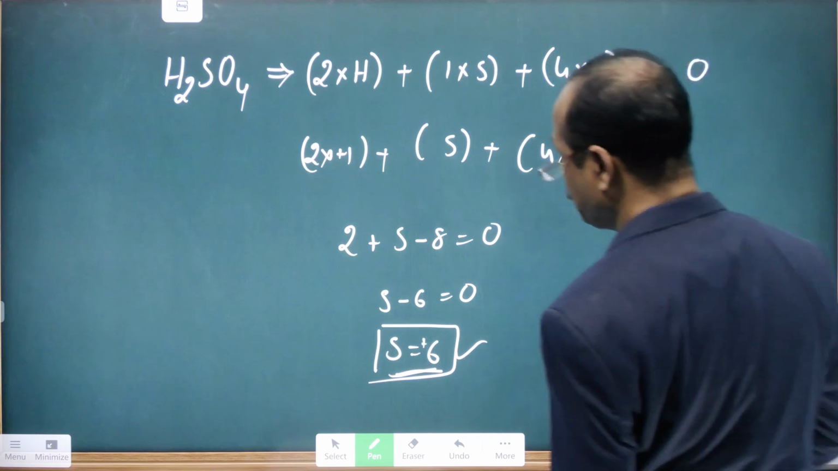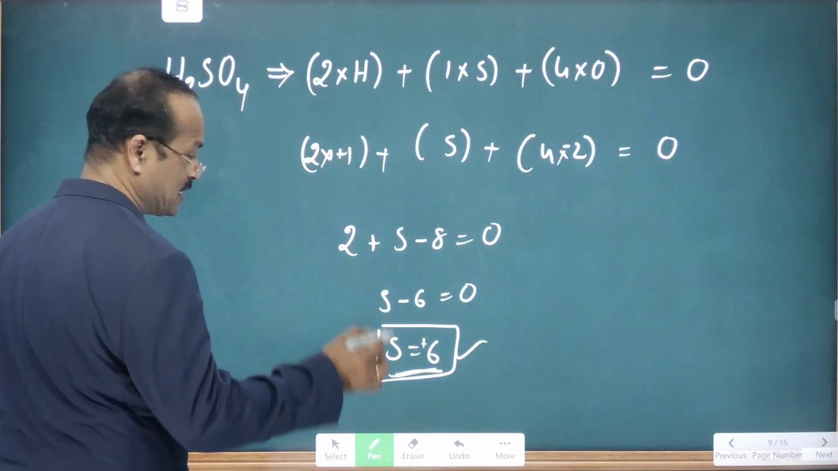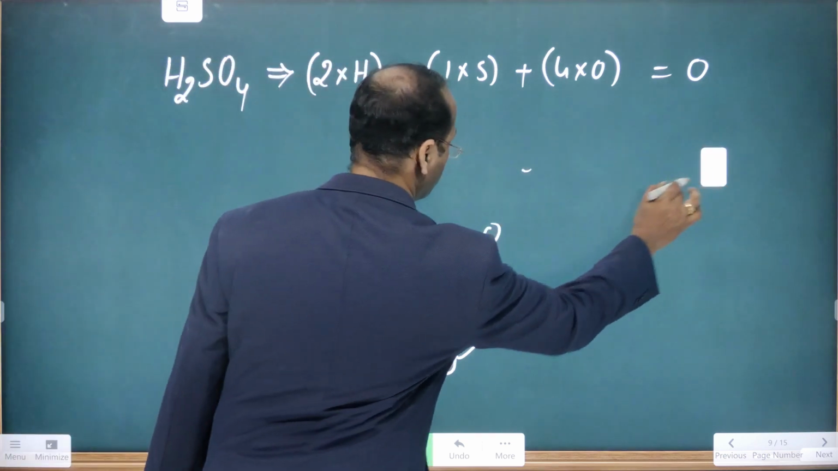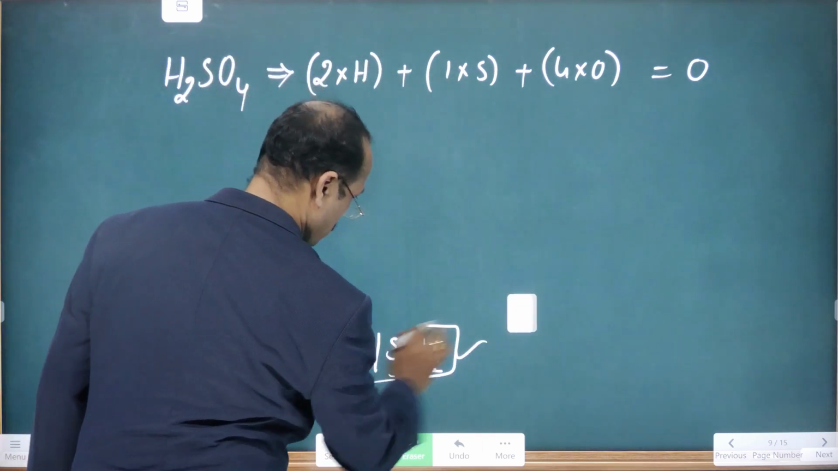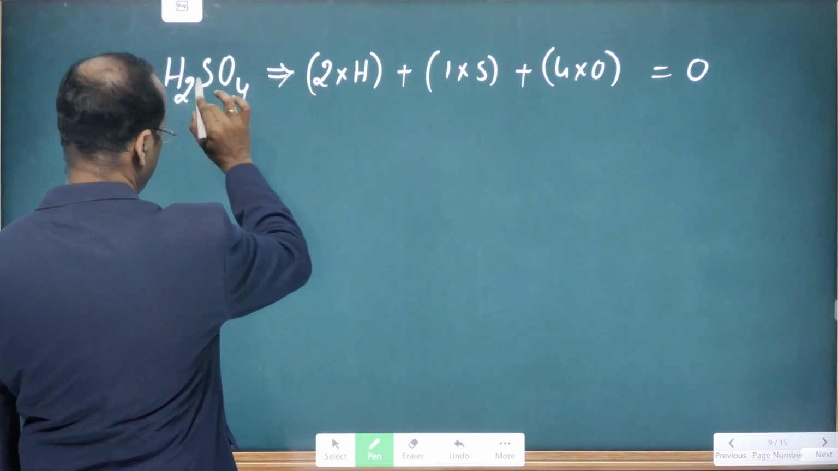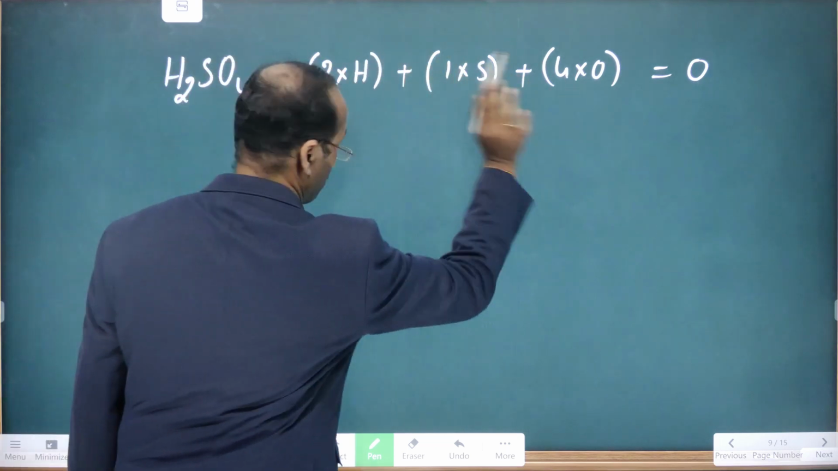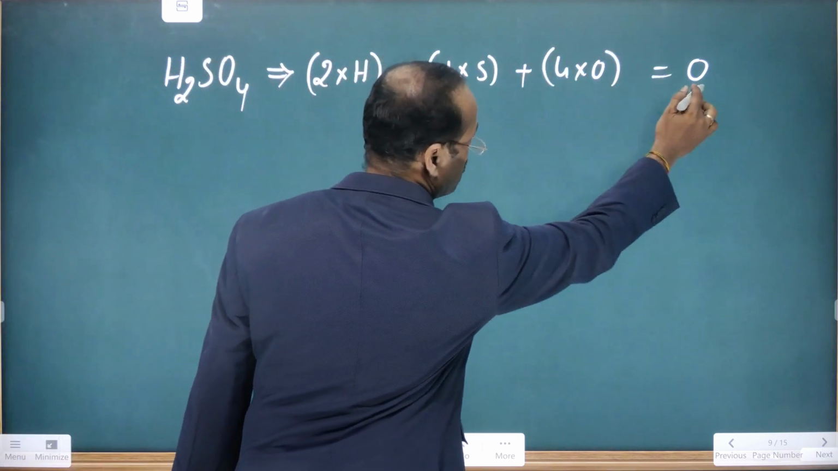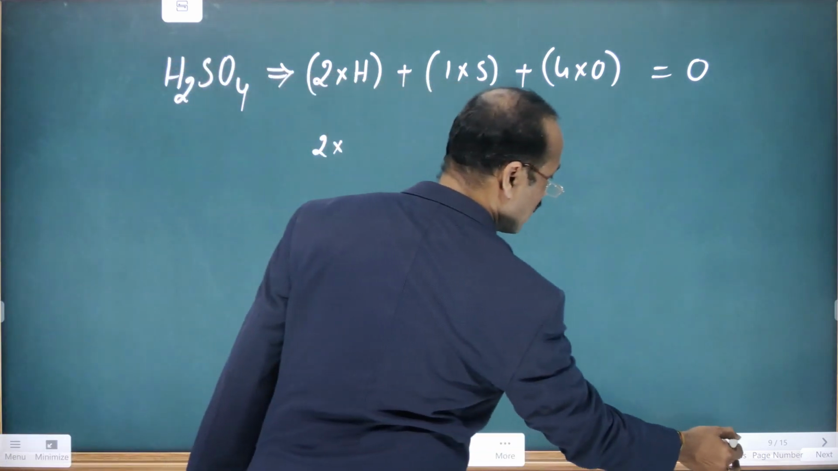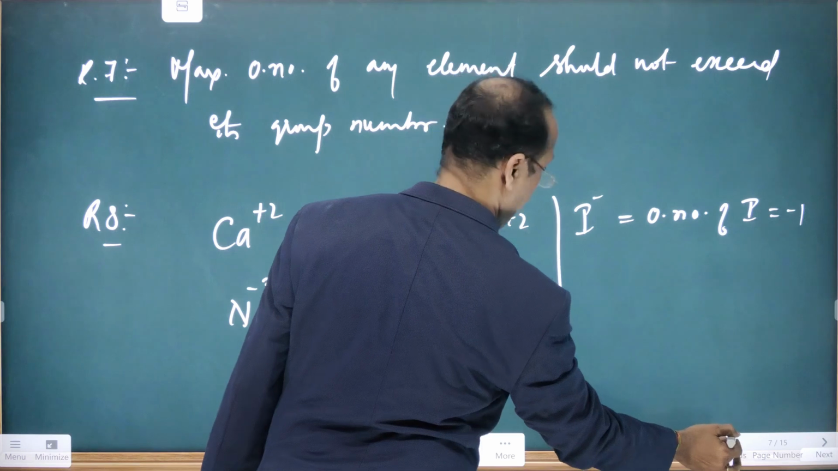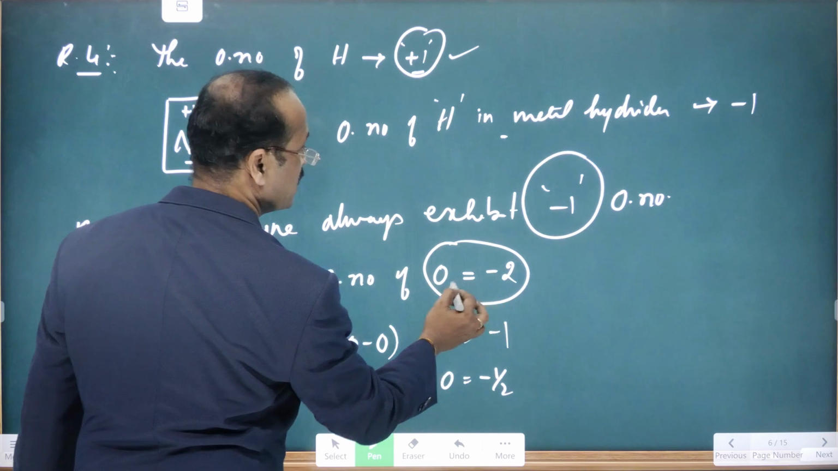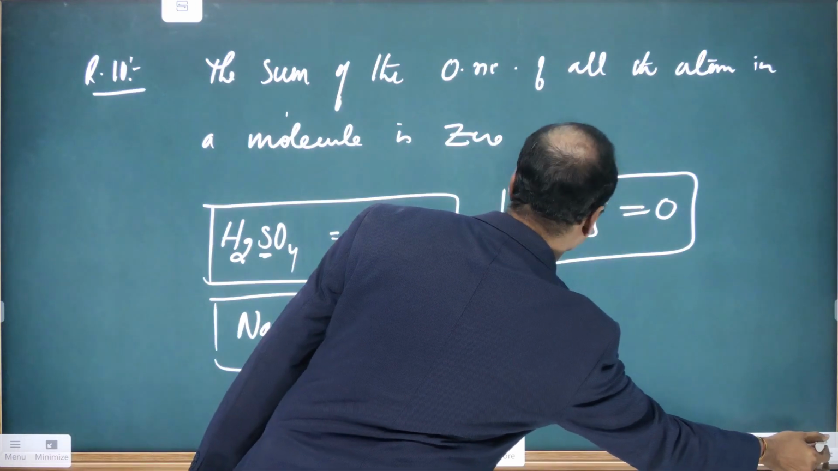Okay. So once again, if you want me to explain, once again I'll explain to you. So I'll rub this all out. See, once again I'll explain to you. So see here, 2 hydrogens, 1 sulfur, 4 oxygens. The sum of all oxidation numbers is equal to 0. 2 into hydrogen. What is the oxidation number of hydrogen? I said to you plus 1, right? And oxygen, what did I say? Minus 2. Correct? You have to remember all this.